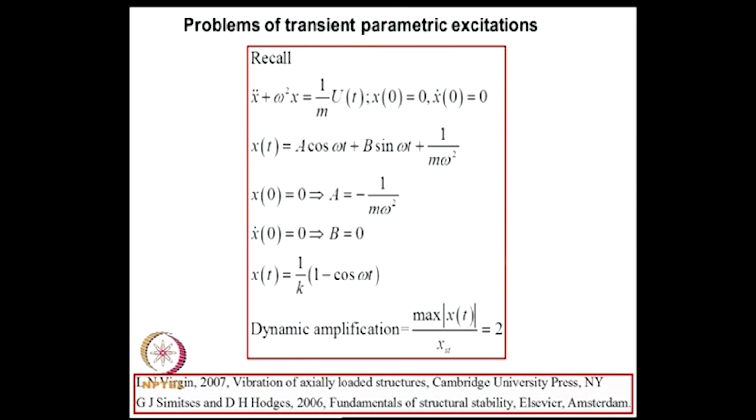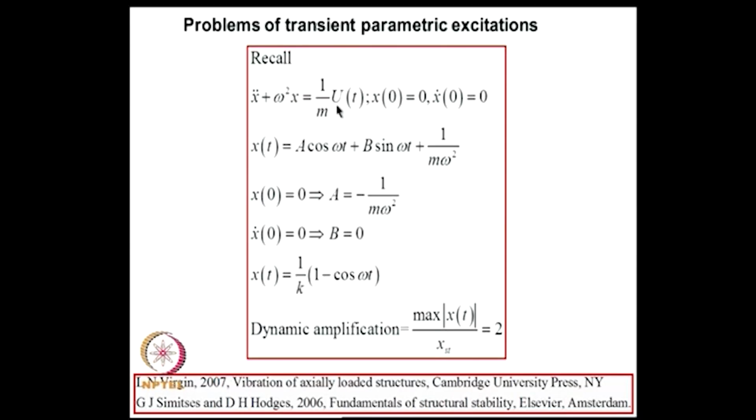There is one more topic which has been quite widely studied in existing literature. Can there be parametric instabilities if the parametric excitations are transient in nature? For example, if you have suddenly applied loads or impulsive axial loads, how does the structure behave?